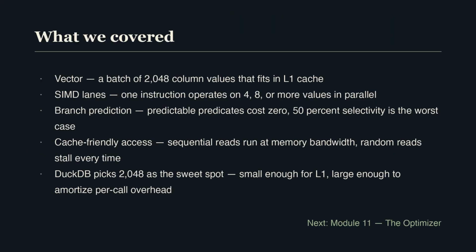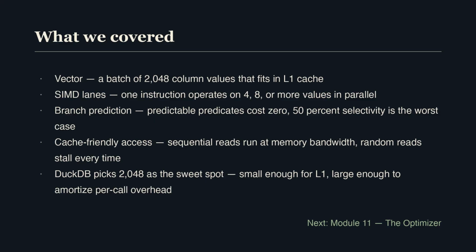Here is what we covered. A vector is a batch of 2048 column values that fits inside level 1 cache. SIMD lanes let one instruction operate on 4, 8, or 16 values in parallel. Branch prediction makes predictable predicates free and unpredictable predicates costly. 50% selectivity is the worst case.